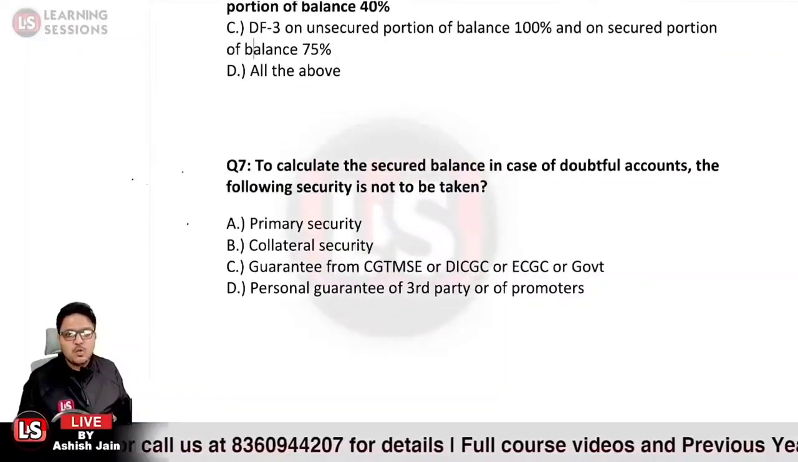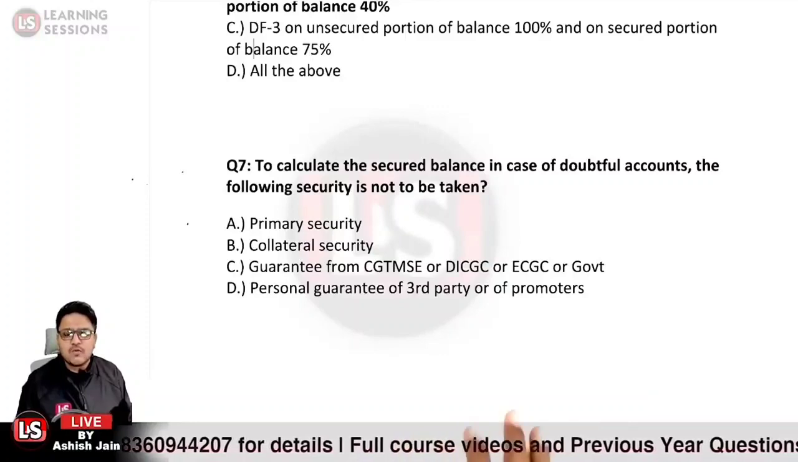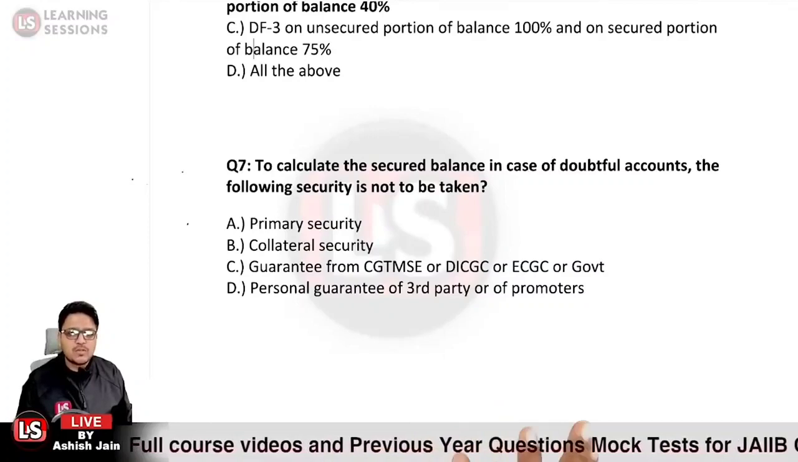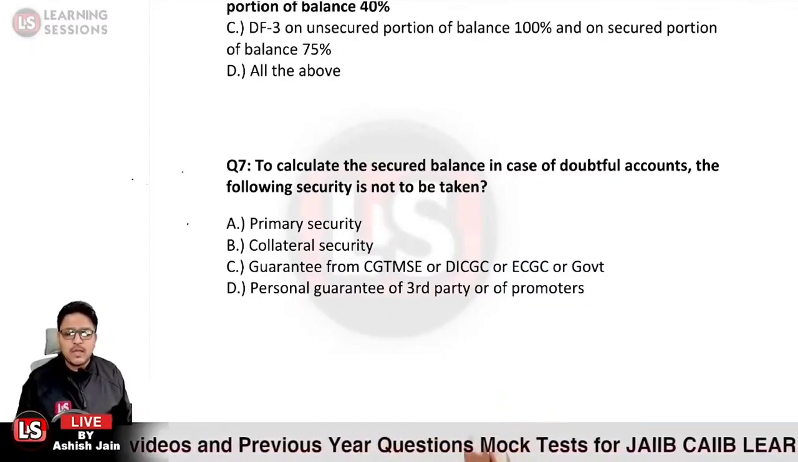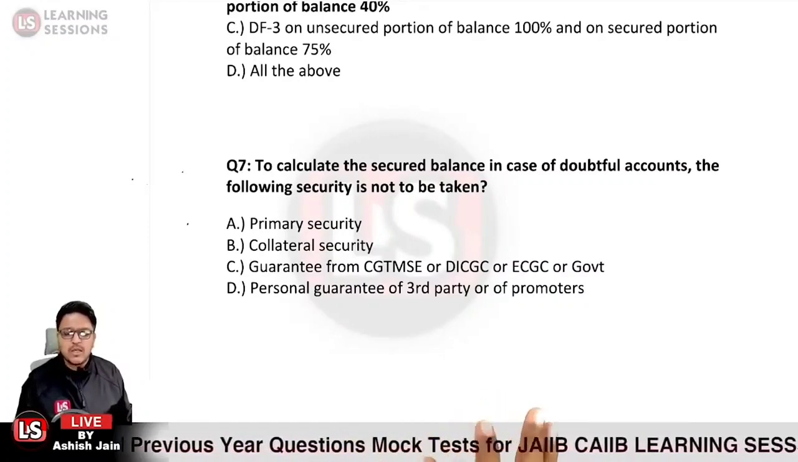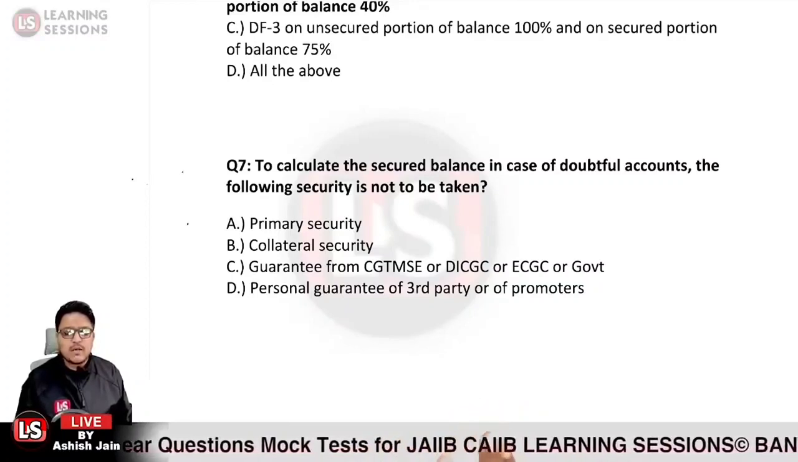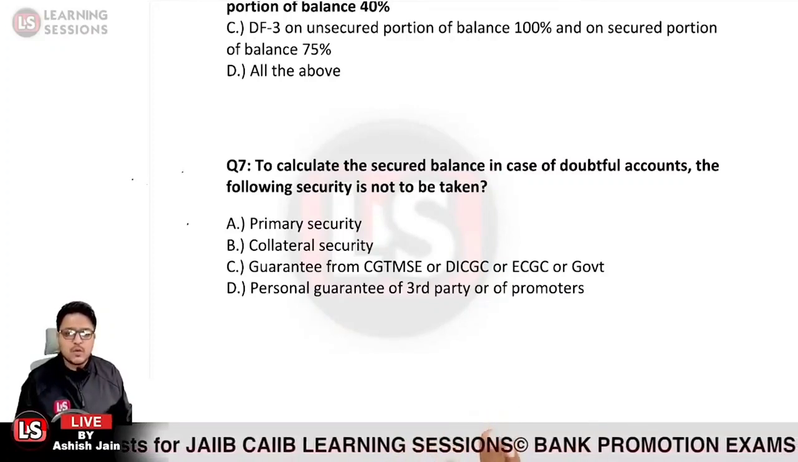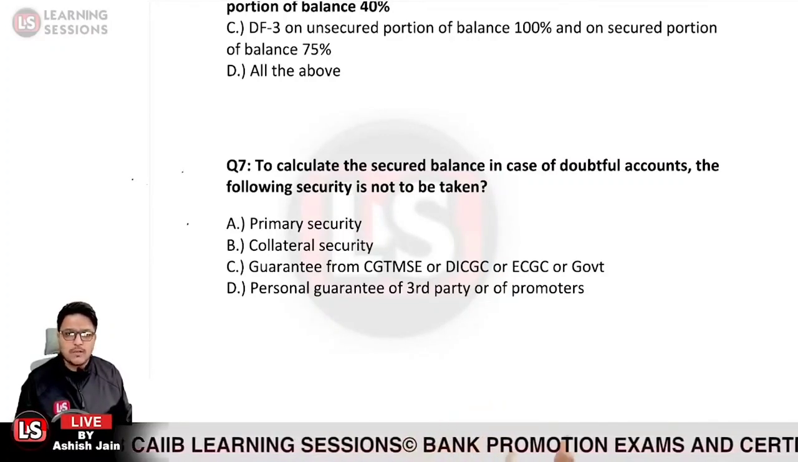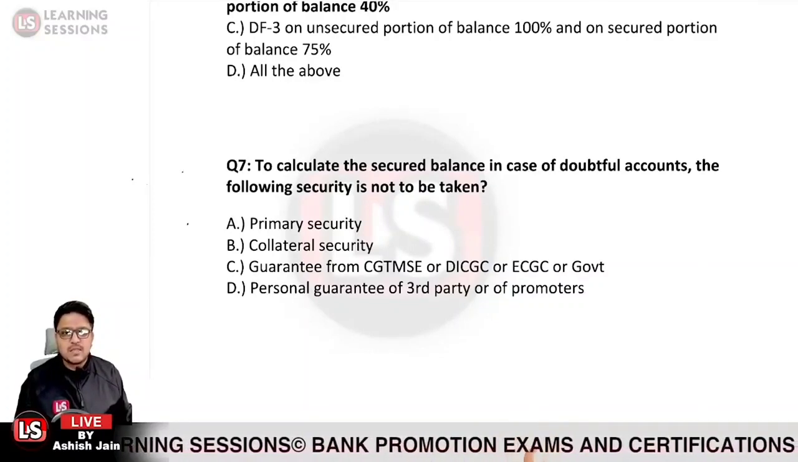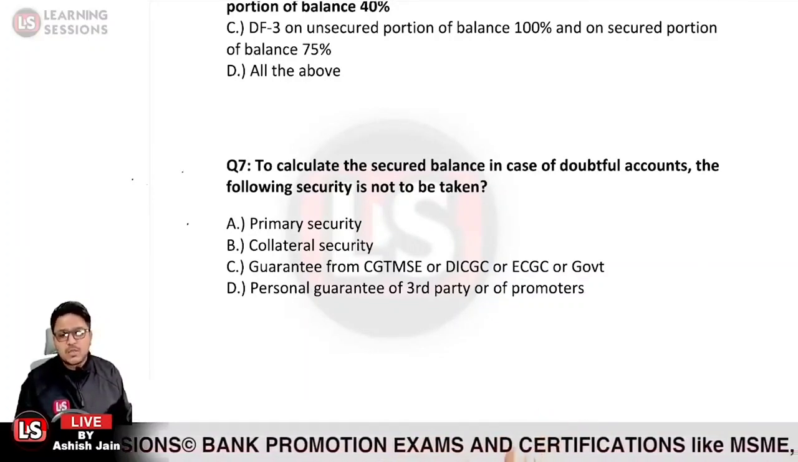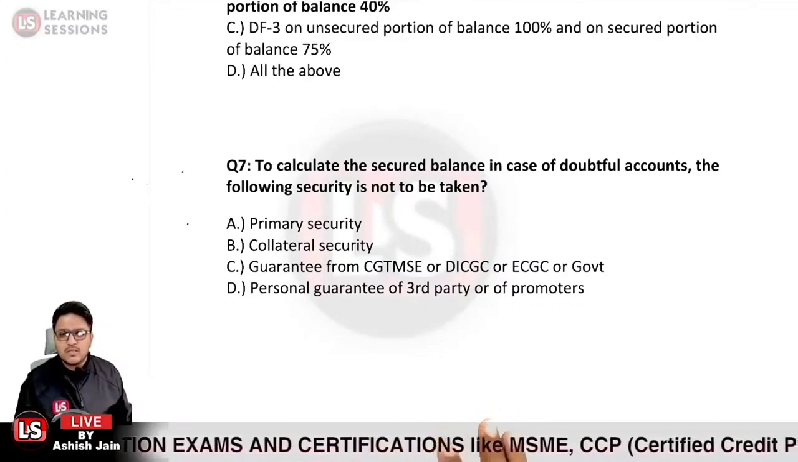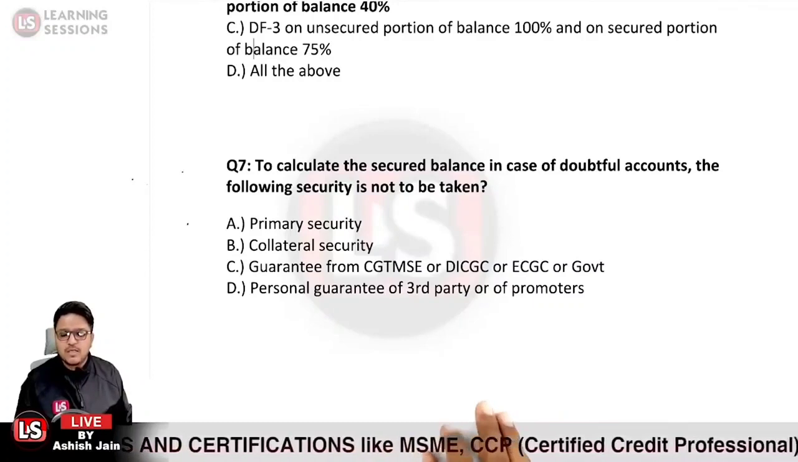Next question says: to calculate the secured balance in case of doubtful accounts, the following security is not to be taken. Whenever we calculate the secured balance in the case of doubtful accounts, which security is not to be taken? Option A, primary security; collateral security; guarantee from CGT, MSC, DICGC, ECGC or government; or option D, personal guarantee of third parties or the promoters. Which of the following is not to be considered?